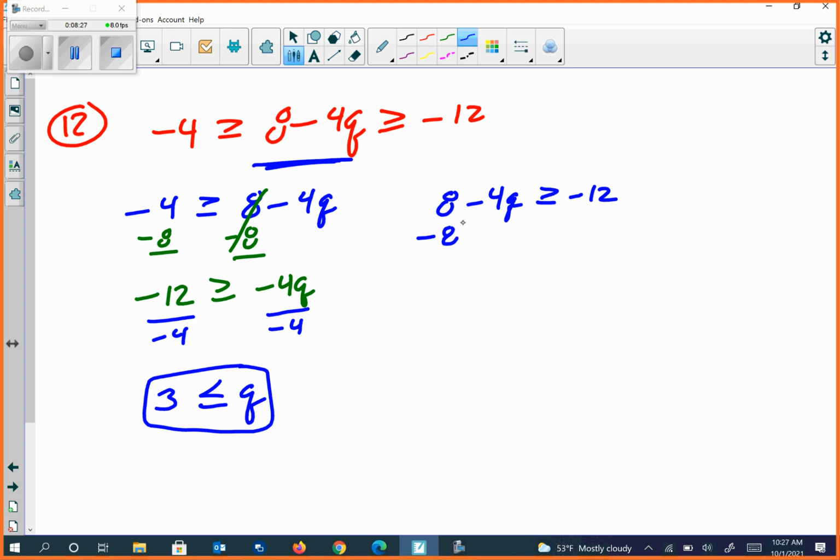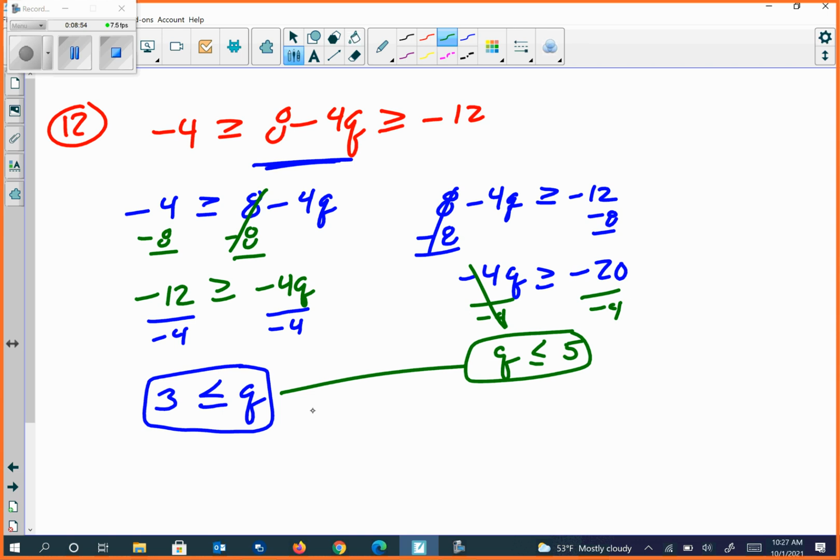Second problem, subtract 8 from both sides. Those cancel. -12, -8. If I combine those together, I get -20. Divide both sides by -4. Sign will flip because I divided by a negative. +5.